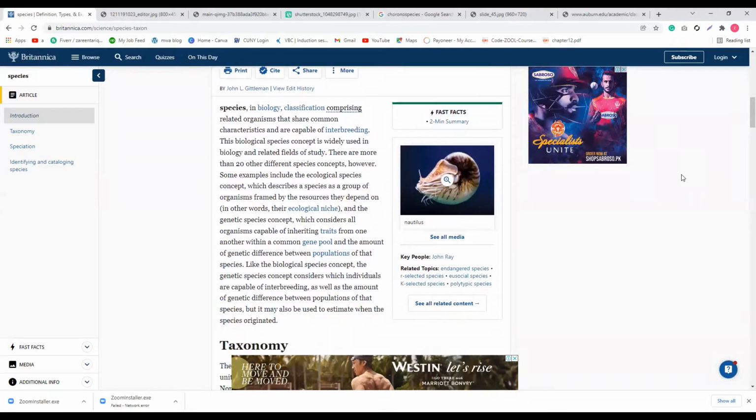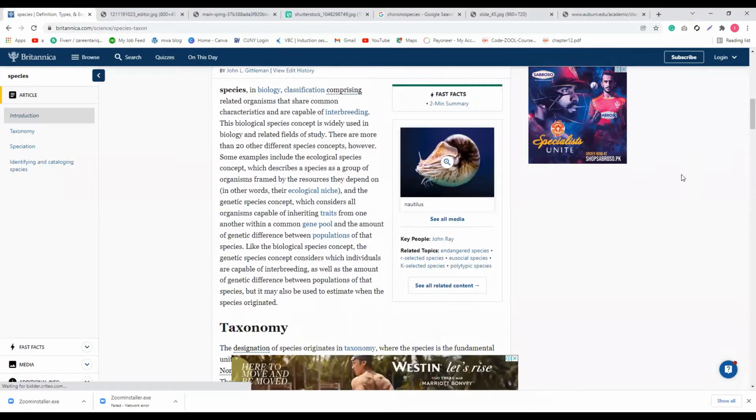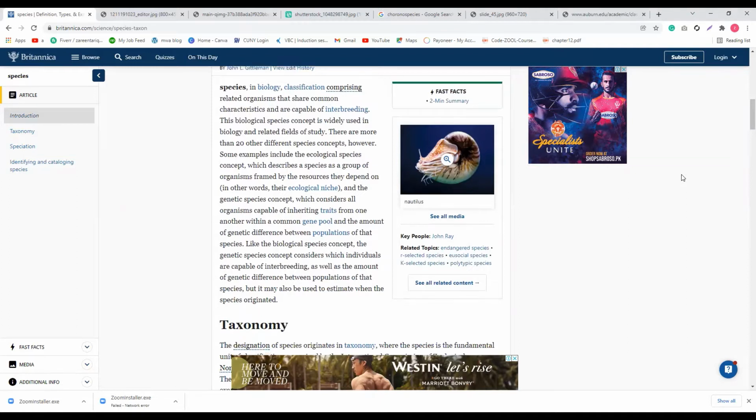There is another concept, the ecological concept, which explains that species are organisms that share the same ecological niche and the same resources. So the organisms that inhabit or live within the same ecological niche. Cool. I think there is nothing difficult in this concept.